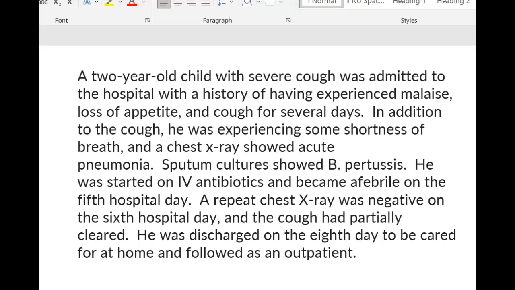loss of appetite. They have a cough. In addition to the cough, they have shortness of breath. Chest X-ray did show an acute pneumonia. And then the sputum cultures came back and it showed B pertussis.